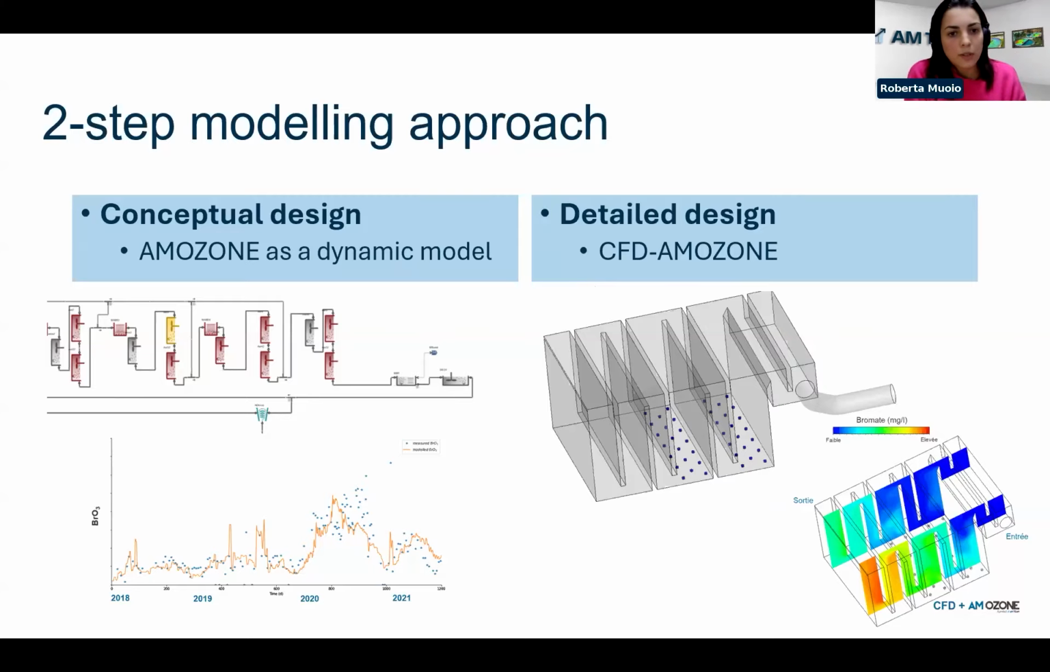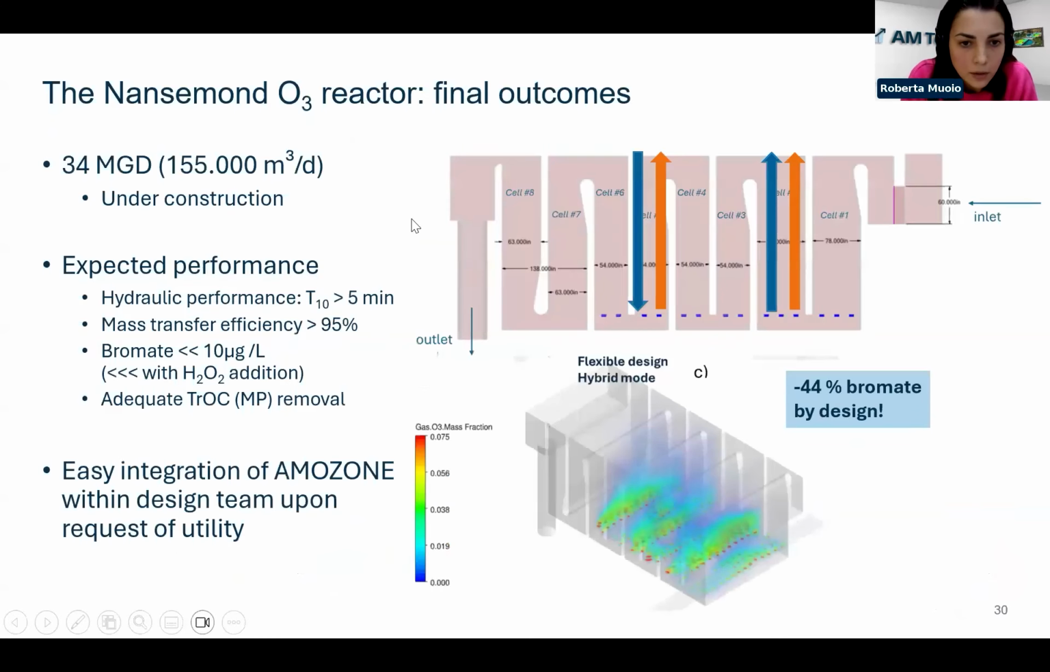So after this conceptual design, we moved on to the detailed design with the CFD AMOZONE that comes into play. And this part of today will focus mainly on this detailed design, the outcomes from these two cases. So for the Nansemond ozonation reactor, together with the design team, we developed a brand new, innovative reactor concept, which we named flexible design.